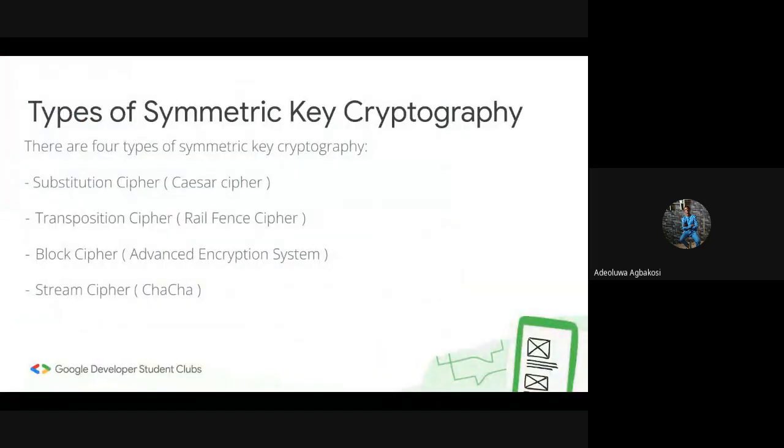Now, we're moving into symmetric key cryptography. We have four types of symmetric key cryptography. We have the substitution cipher, we have the transposition cipher, we have block ciphers, and we have stream ciphers. We're going to be looking at examples under all four of them. So we're going to be looking at the Caesar cipher, the rail fence cipher, and we're going to be looking at the Advanced Encryption Standard and the ChaCha cipher. Okay, let's just move on.